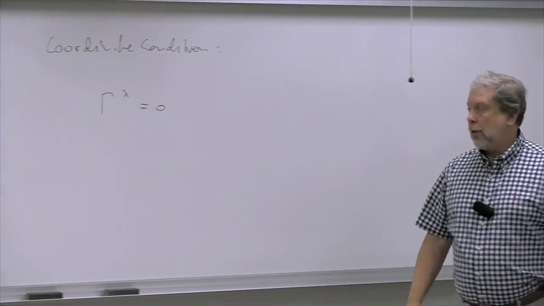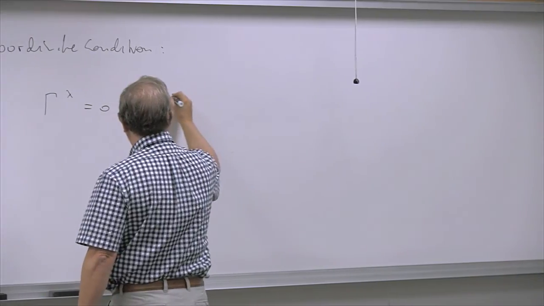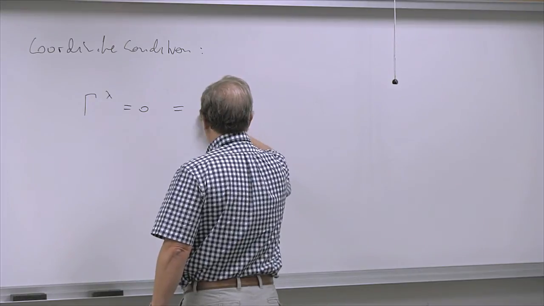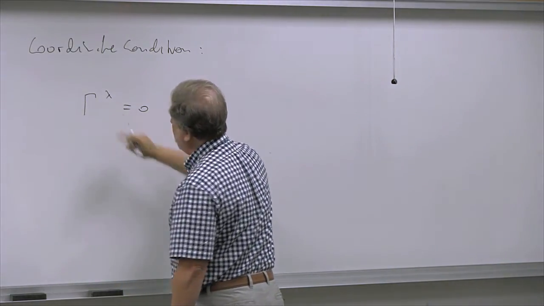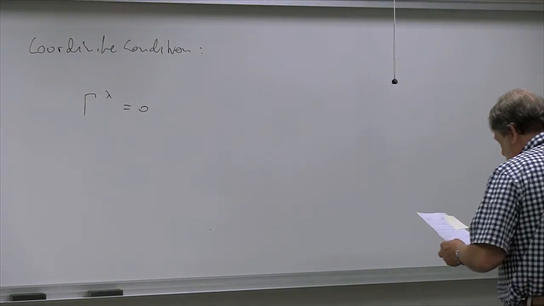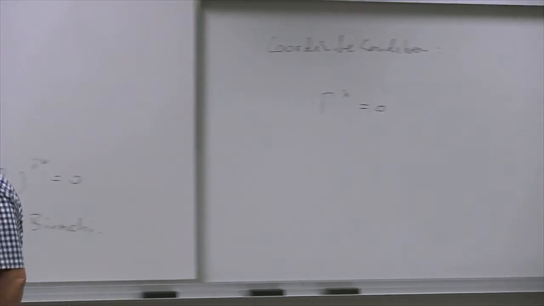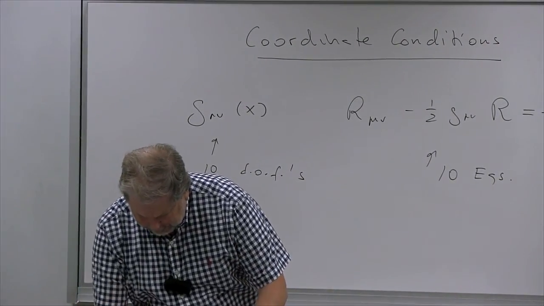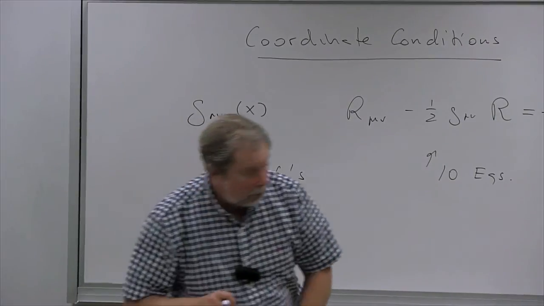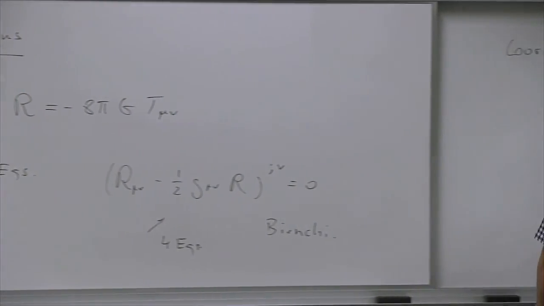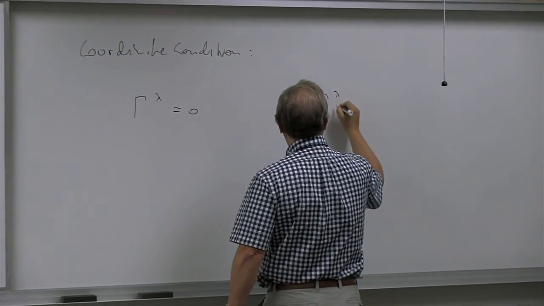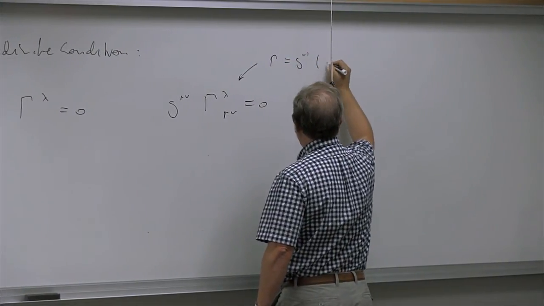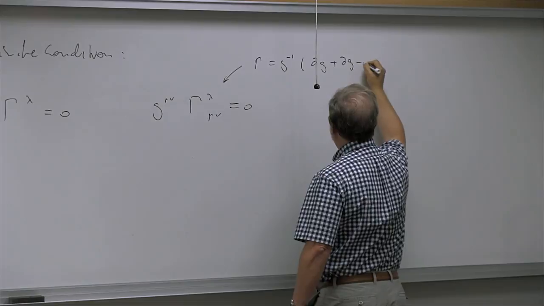Right? This is a good coordinate condition. And so this means that gamma lambda, mu nu, so that means that we take the affine connection and we contract on those two indices. So that is the condition that will do the trick for us. So g mu nu gamma lambda mu nu is equal to 0, where this gamma is the usual g to the minus 1 times dg plus dg minus dg.